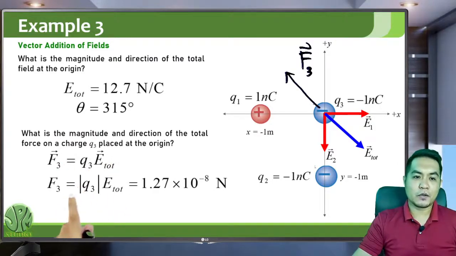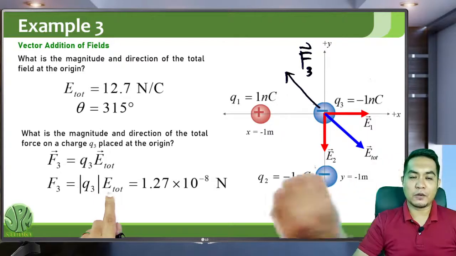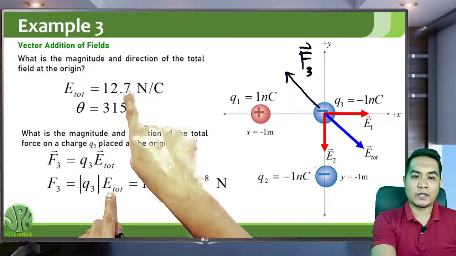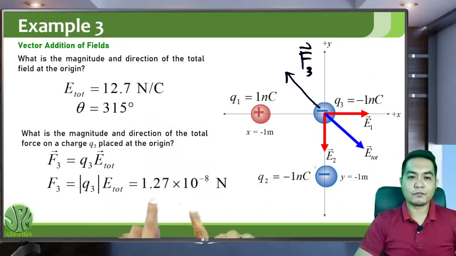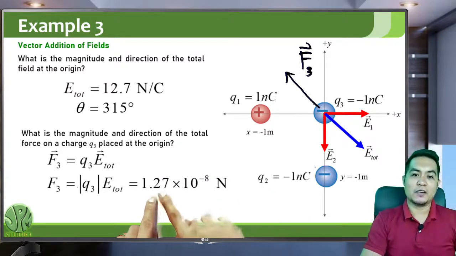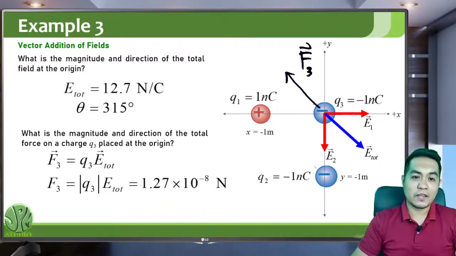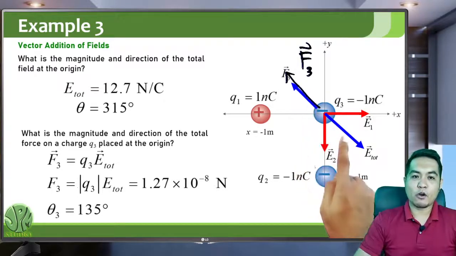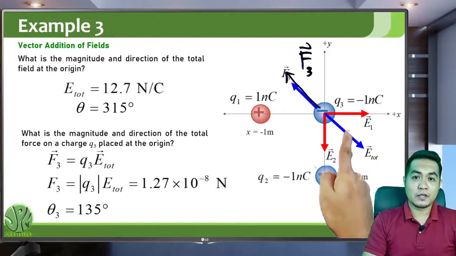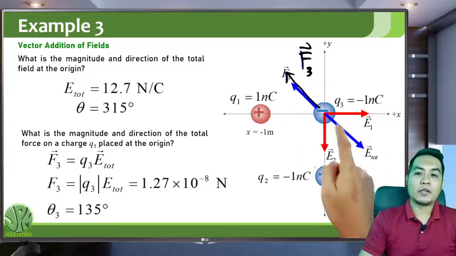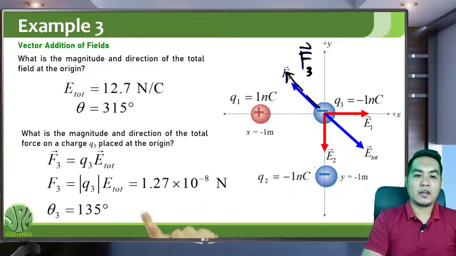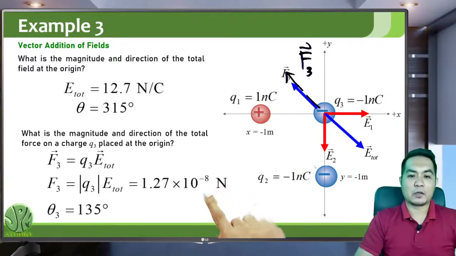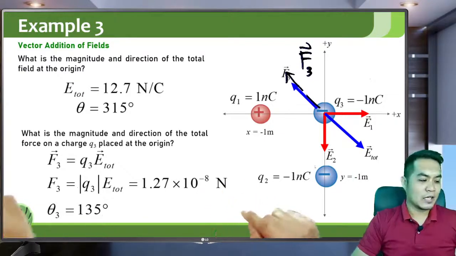So this is the relationship of the two vectors, the electric field vector and the electric force vector on Q3. And their magnitudes are also related, but you just have to take the absolute value of Q3. So F3 is just the absolute value of Q3 times the magnitude of the total electric field, which is 12.7 Newton per Coulomb. And you will get exactly the same answer, 1.27 times 10 to negative 8 Newton. And since the direction is opposite, what is opposite of 315 degrees? You either add 180 or subtract 180 to get 135 degrees. So this is exactly what we have obtained in the previous example.